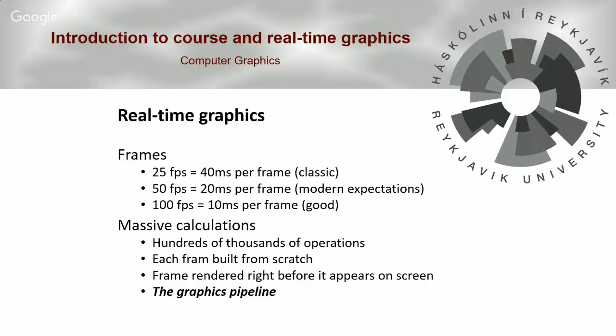Because as soon as you hit a button and you turn around a little bit, it's an entirely new image that you're rendering, which means it has to be rendered all over again at the same time as you hit the button. So obviously these are massive calculations that need to happen in a very short amount of time.